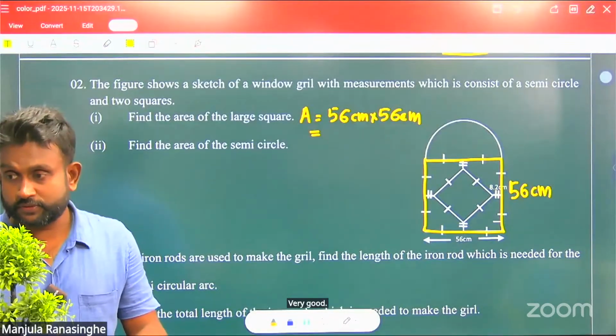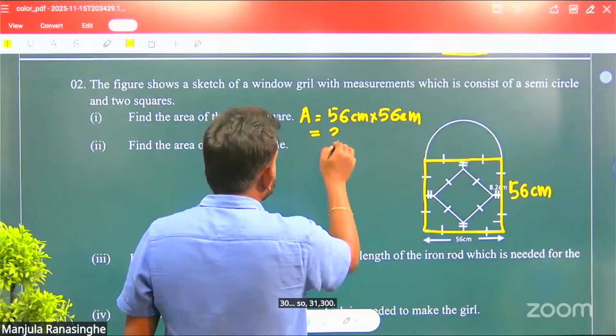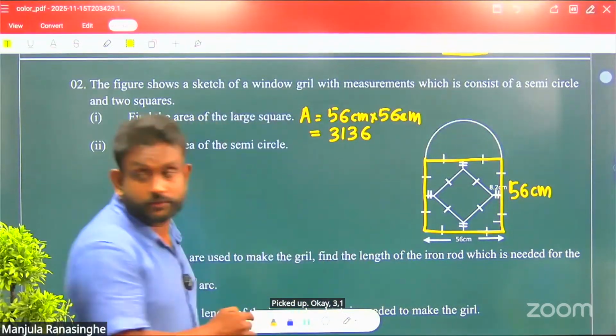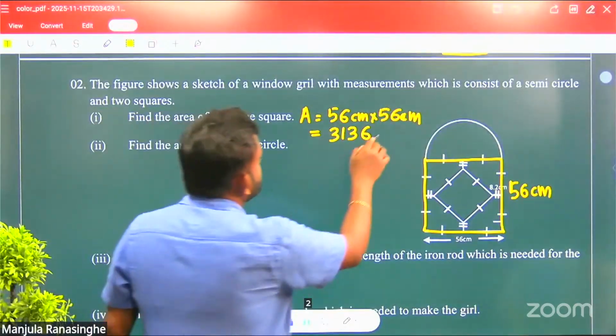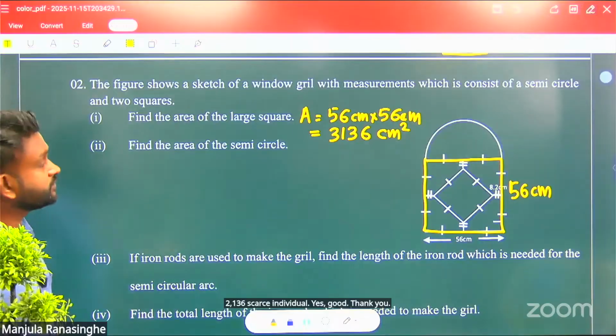56 into 56. That comes to 3,136, right? 3,136 square centimeters. Yes, good. Thank you. Right, find the area of the semicircle.